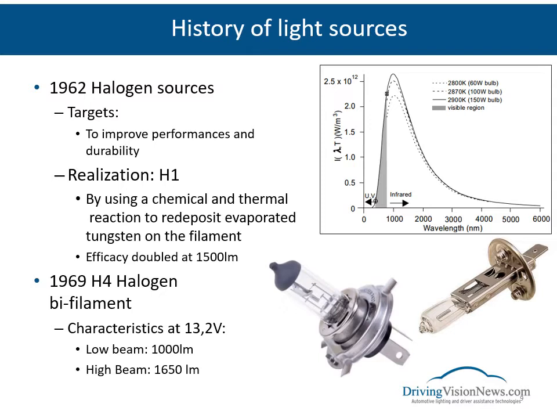In 1969 appeared the H4 with two filaments, one for the low beam with 1,000 lumen, one for the high beam with 1,650 lumen. The color of the light now for halogen is roughly at 3,200 Kelvin degrees. But the majority of the energy is still emitted in infrared, so not really visible and so not really useful.